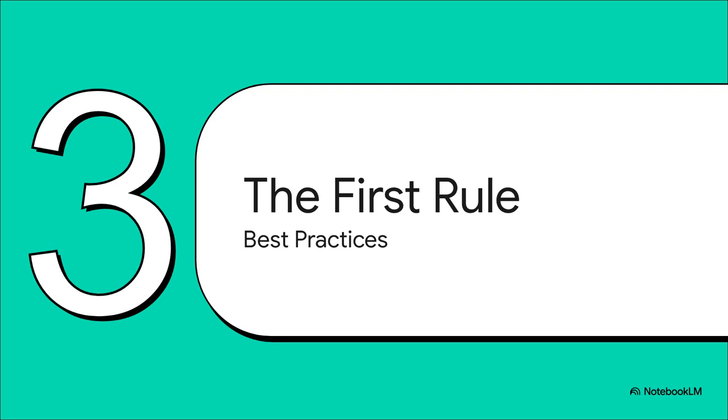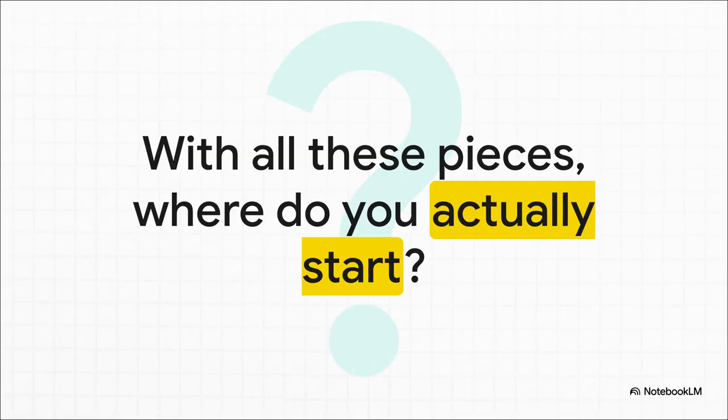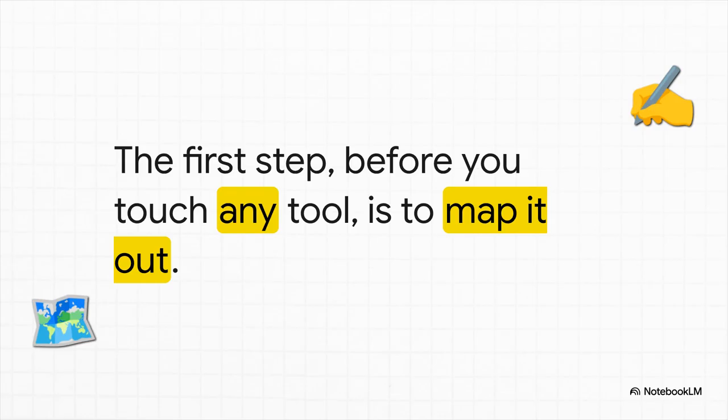Seriously, if you remember only one thing from this whole explainer, please make it this. Okay, so you get it. You've got an idea for a task you want to automate. You understand triggers, filters, actions, and it is so tempting to just dive right in and start clicking buttons, right? But where do you actually start to make sure you don't end up with a complete mess later on? It's this. First, you plan.